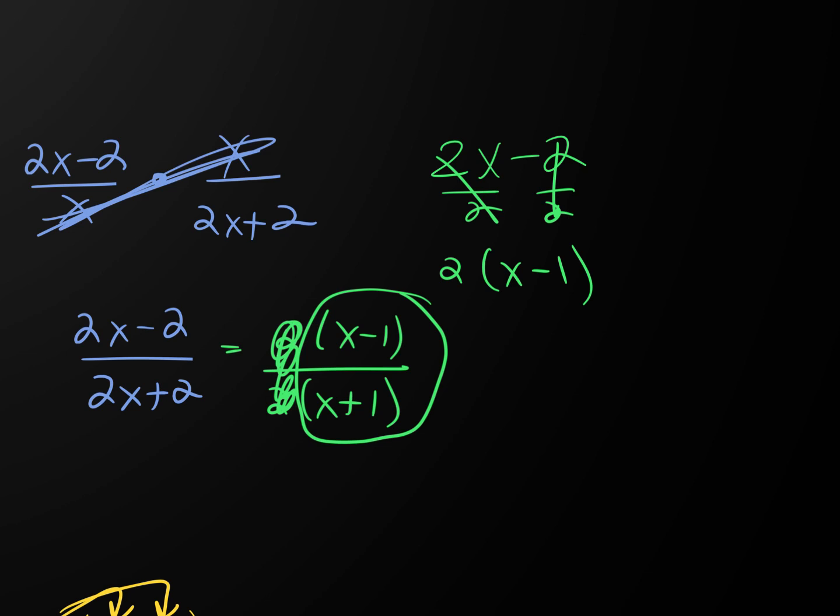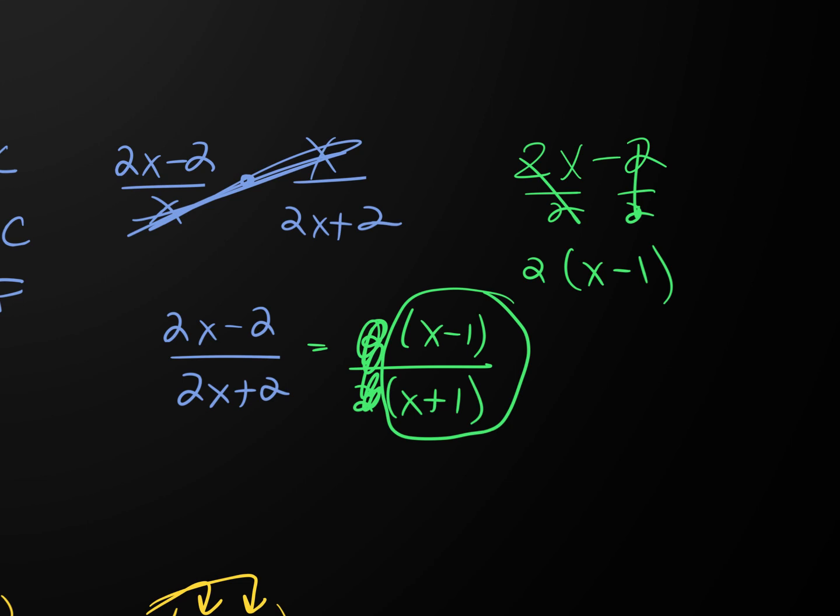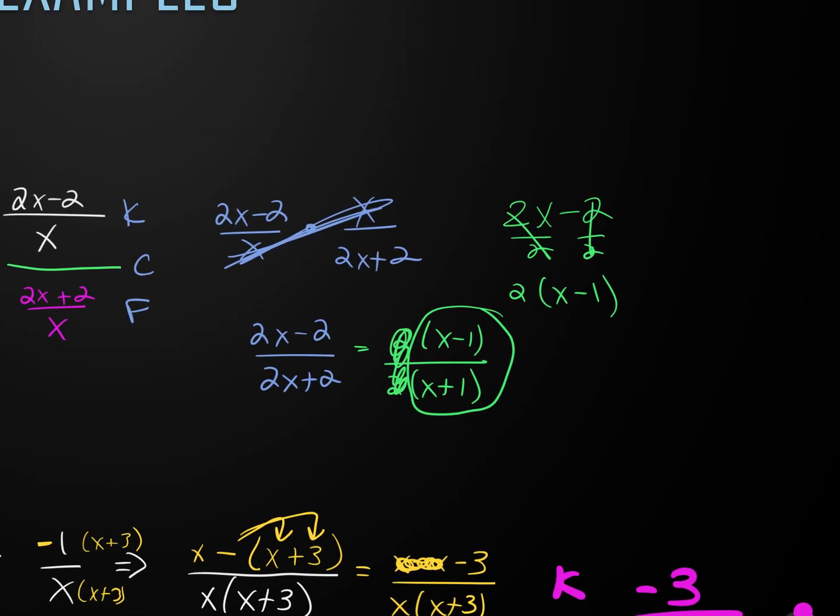In a sense, I did this, but not really, because you want to factor out the GCF first, and then if you can simplify out in front, simplify. All right, good.